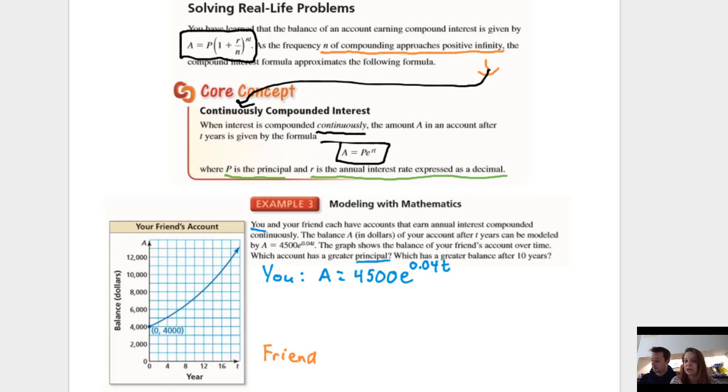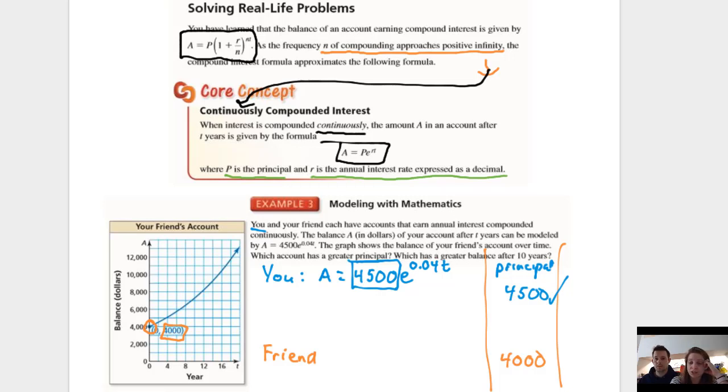So the principal in our account is the P value, which is $4,500, our starting amount. And the principal in our friend's account is the y-intercept, right? At time 0, how much is in their account? $4,000. So we win that one. We have a greater principal. And now, which has a greater balance after 10 years? Now this is when t equals 10.